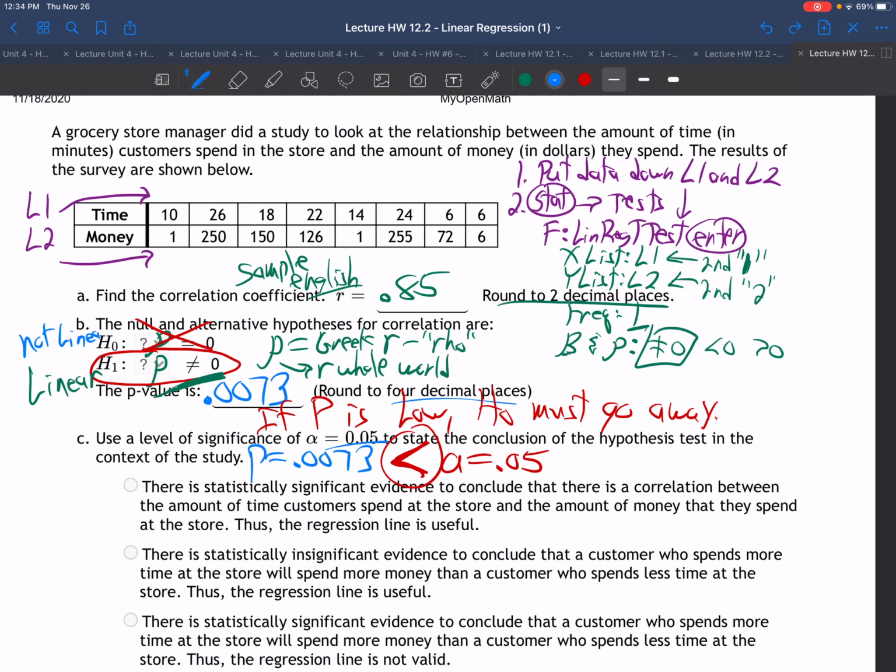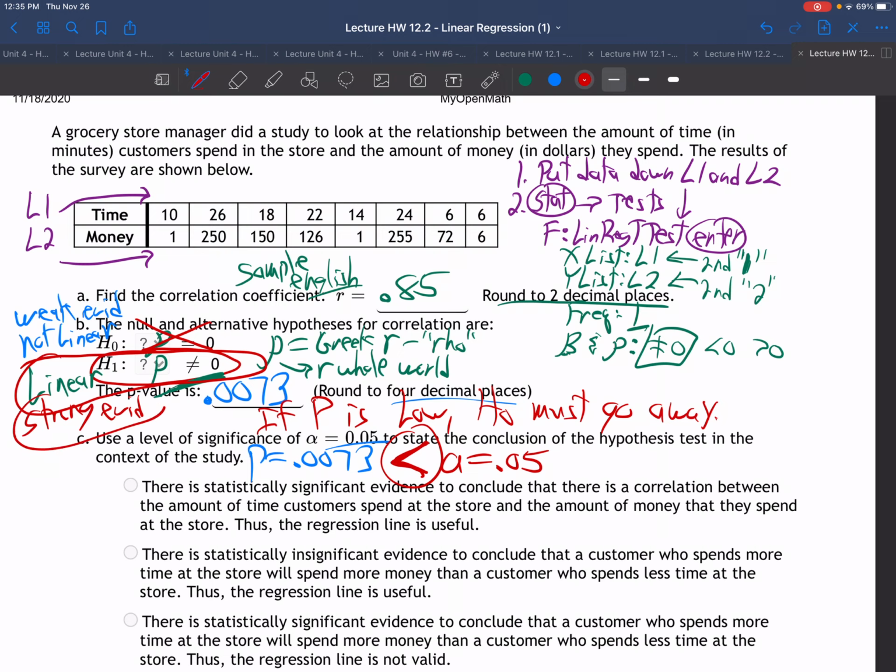But we're not going with that. We're going with this one, linear, because we're saying rho is not 0. If rho is 0, that means there's no linear connection. But if rho is not equal to 0, there is a linear connection, and that requires strong evidence, doesn't it? You know, the null always is weak evidence, but we didn't go with that.